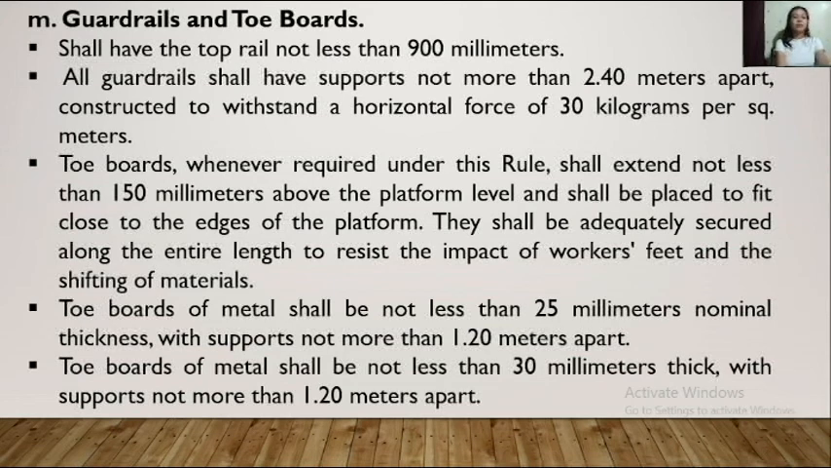Then the toe boards of wood shall be not less than 25 millimeters nominal thickness, with supports not more than 1.20 meters apart. Then the toe boards of metal shall be not less than 30 millimeters thick, with supports not more than 1.20 meters apart.